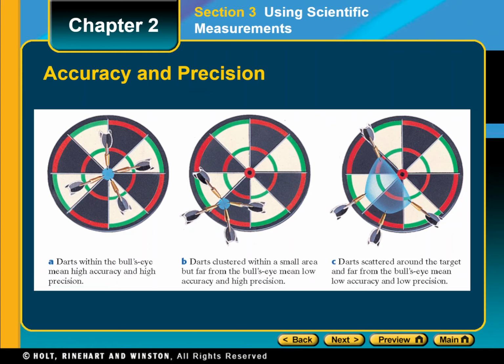If you want to see an example of high accuracy, we can look at dartboard A. This dartboard shows that the thrower was accurate. In scientific experiments, it is important to be both accurate and precise.